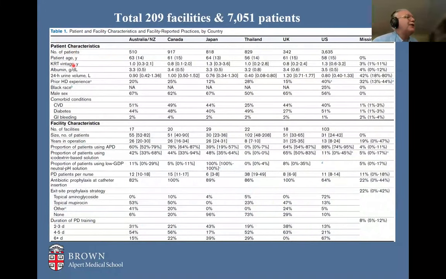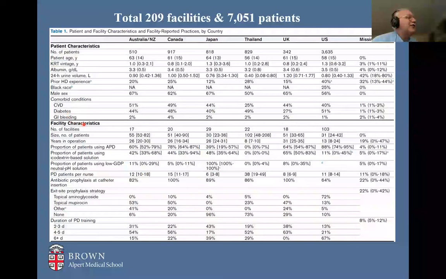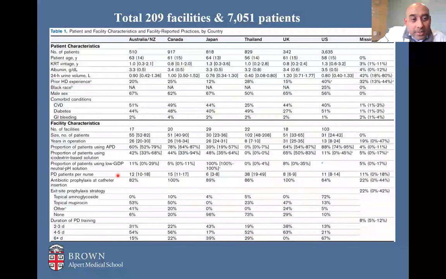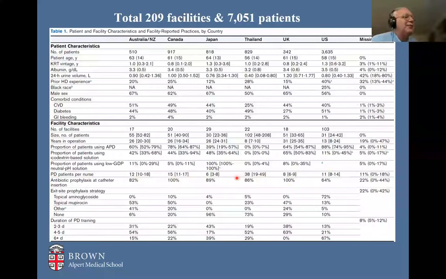This is important for everybody who will ever have anything to do with managing a dialysis facility, because of course everybody always has too many patients to take care of. So PD patients per nurse, 12. The US is 11, UK 8, Thailand is 38, Japan is 8, Canada 15, Australia, New Zealand 12. And the average, and then missing data of 11. So am I missing something? But for wiser people in the group, these are much smaller numbers than what LDOs and other major dialysis organizations advocate in this country.